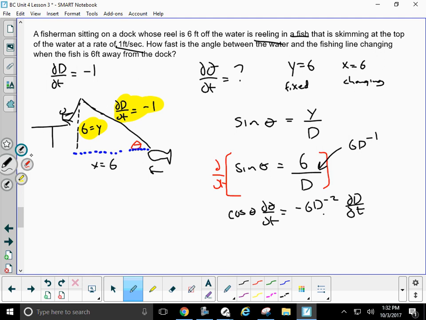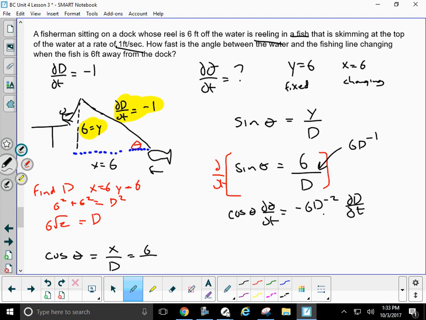So we actually have to find d. I'm not given d, but no big deal. Find d when x is 6 and y is 6. 6 squared plus 6 squared is equal to d squared. I'd find out that d is equal to 6 root 2. That's just your 45, 45, 90 triangle. Okay? So I have that. I can also find the cosine of theta. Cosine of theta is adjacent over the hypotenuse, so it's the x over the d. I know that the x is 6, the d is 6 root 2. So this is just 1 over root 2. Plug in that information, solve for d theta dt.